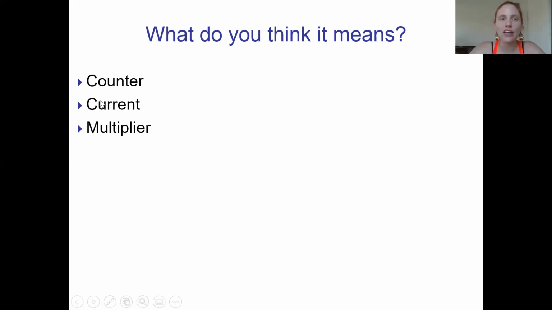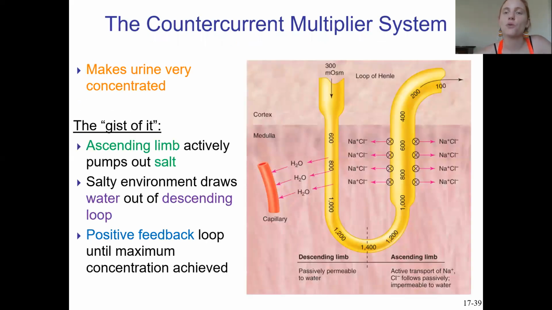And then multiplier refers to exponential effects, okay? So what we're doing is we're creating currents that go opposite to each other. We have a descending limb and an ascending limb, and the fluid in them is flowing opposite, counter to each other. Brilliant. Okay, so when we're talking about the countercurrent multiplier system, I like to start with the ascending limb first, because to me that makes the most sense in my brain. So we're going to start way over here first, but remember that the fluid is flowing down, going around the loop, and then coming up.